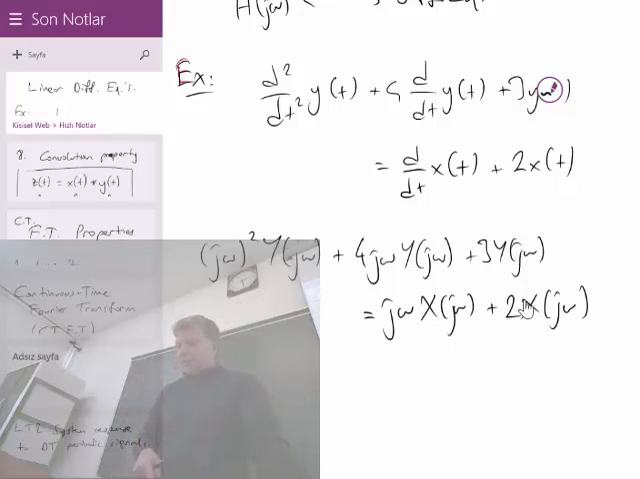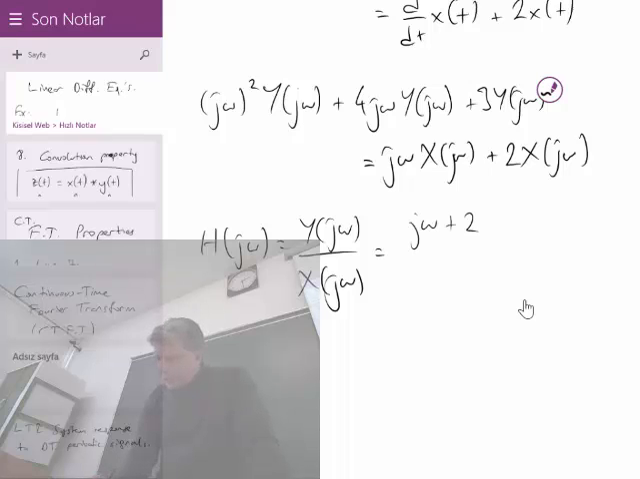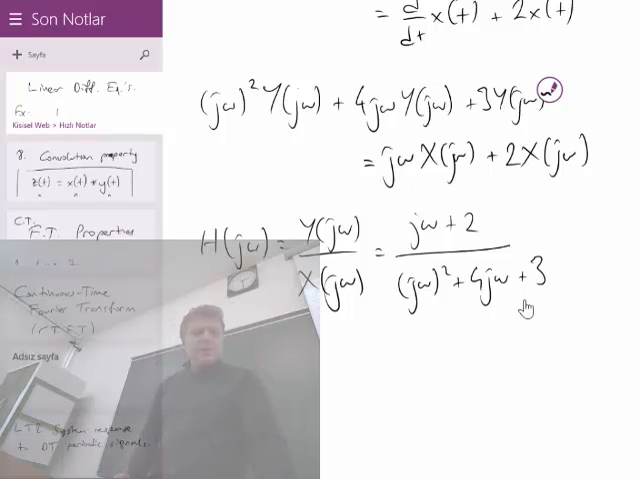And all you need to do is find y of j omega divided by x of j omega, but both the left hand side and the right hand side of the differential equation can be put into parentheses of y of j omega and x of j omega. It's quite simple. And you will see that h of j omega, which is again y of j omega divided by x of j omega, is equal to (j omega plus 2) divided by ((j omega)^2 plus 4j omega plus 3) in the denominator. So this is h of j omega.